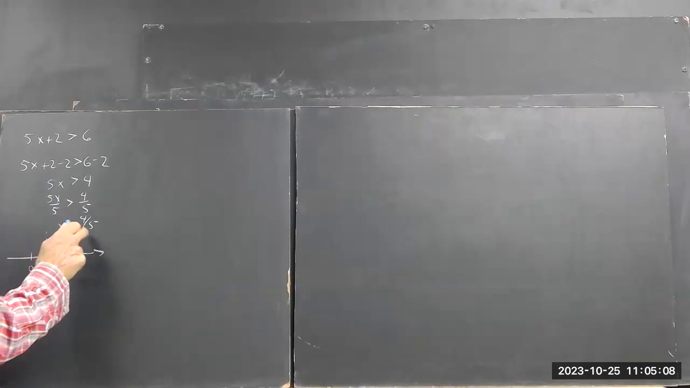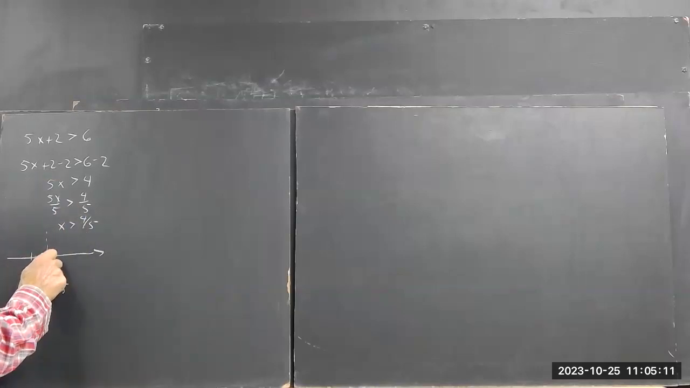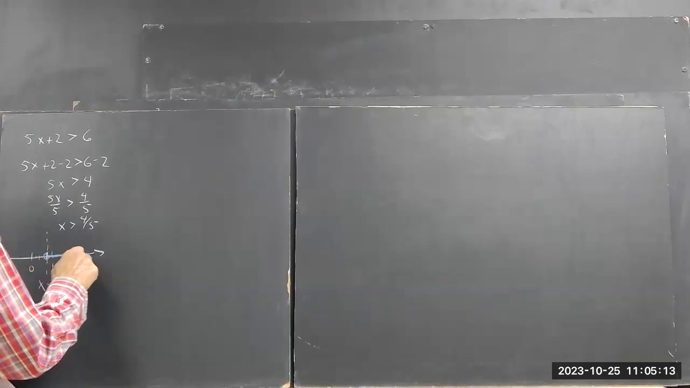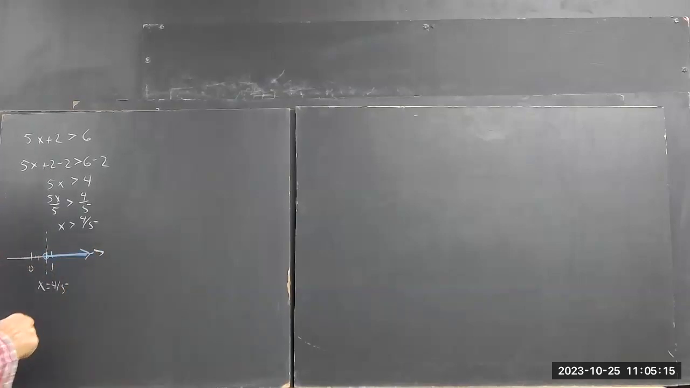If it was greater than or equal, it would contain the point x equals 4/5, but it isn't. So we put an open dot at 4/5, and there's our solution.